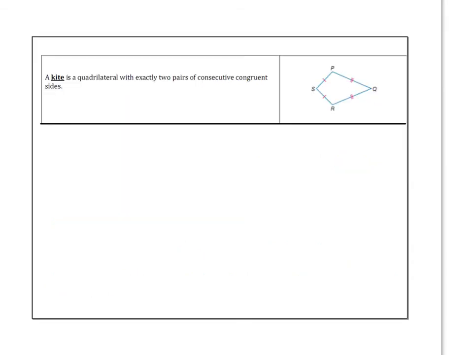Moving on to kites. A kite is a quadrilateral with exactly 2 pairs of consecutive congruent sides. So in other words, it has 2 pairs of sides that are congruent, but the congruent sides are right in a row. And you can see over here this picture of the kite. SP and SR are congruent. That's 1 pair of consecutive congruent sides. And then PQ and RQ is the second pair.